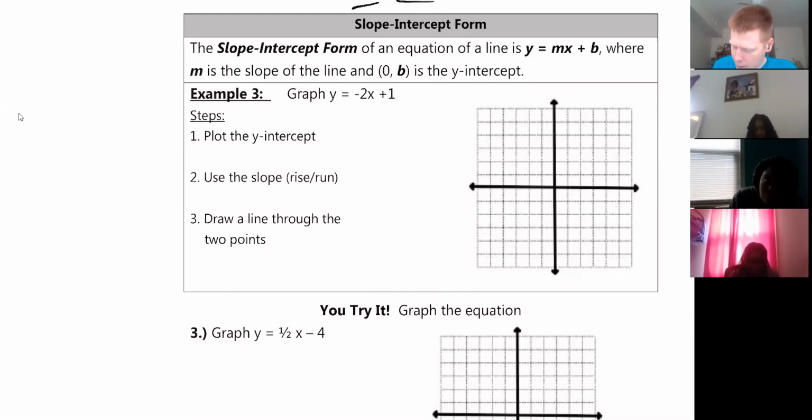So remember, this is our form. This is your b, or your y-intercept is the 1. The coefficient of your x is your slope, or your m. So our y-intercept is this 1, so you plot that on the y-axis. This is even going to be hard for me.